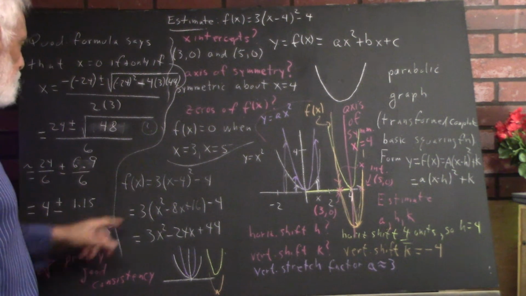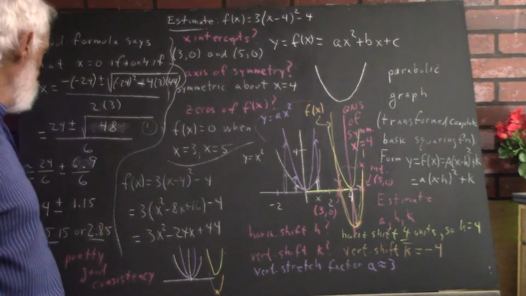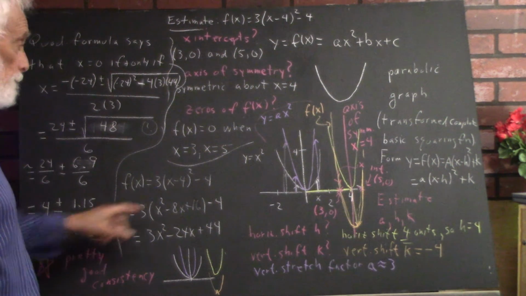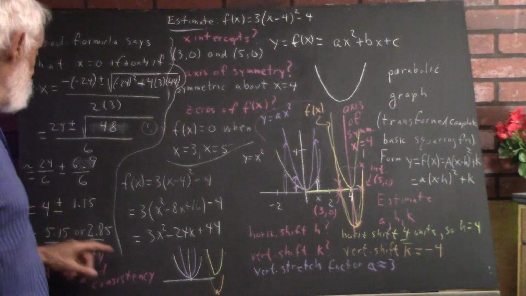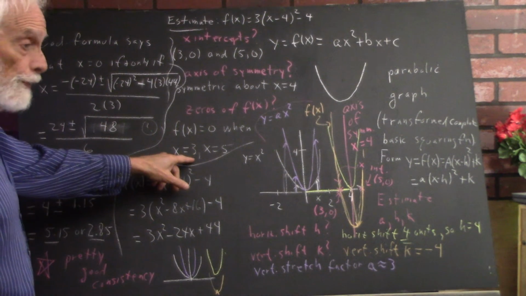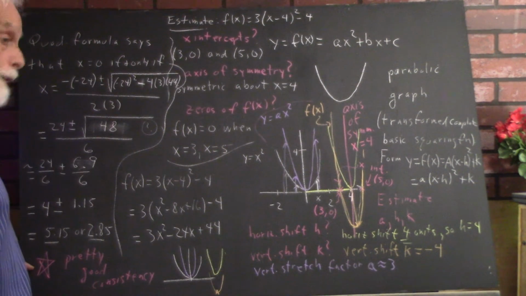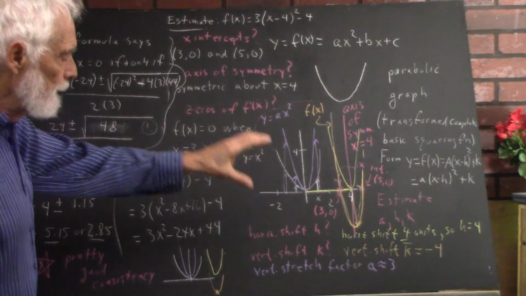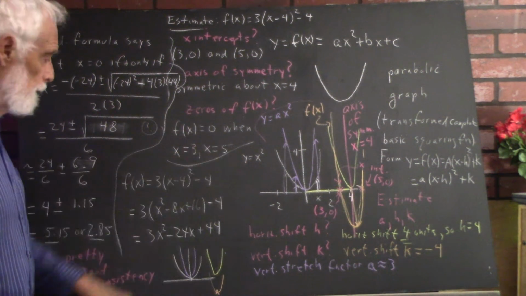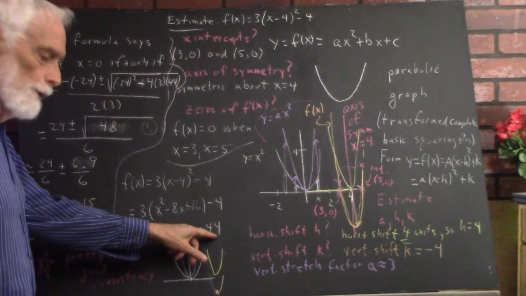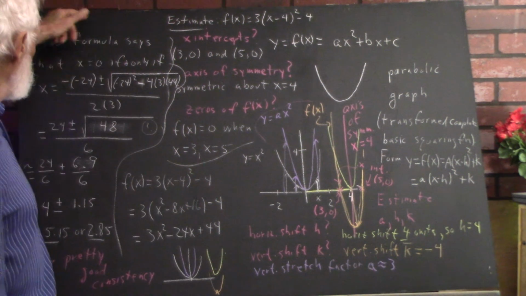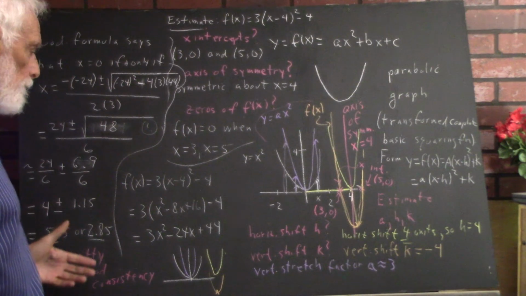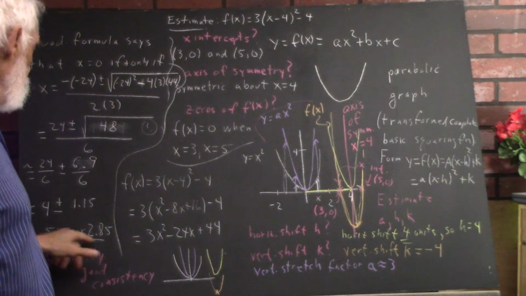Now, compare that with the estimated 3 and 5. Well, 5.15 is just a little more than 5. 2.85 is just a little less than 3. I give us a star. I think that's pretty good consistency. By estimating these things somewhat carefully, we came up with an equation. We applied the quadratic formula to the equation, the properties, and we've got all this.